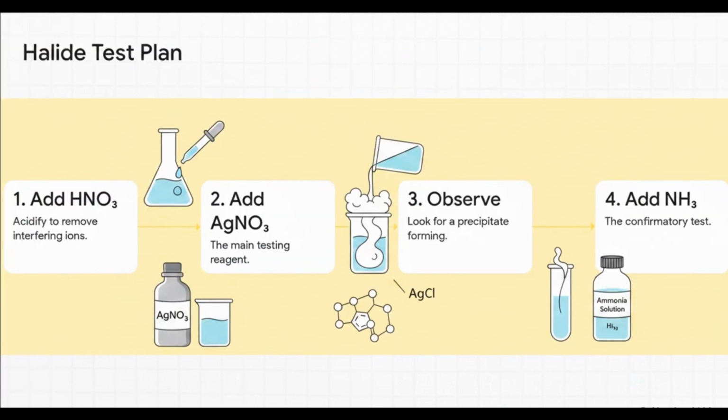So here's the 4-step plan in action. Step 1, acidify with nitric acid to remove any imposters. Step 2, add our key reagent, silver nitrate solution. This is what we hope will react to form a solid, what we call a precipitate. Step 3 is just observing that precipitate. That's our first big clue. And finally, step 4, we use ammonia solution to confirm our suspicions and be 100% sure of what we found.